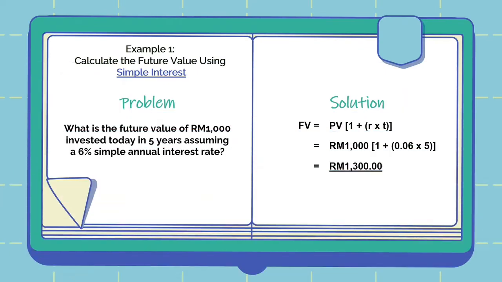Example 1. Calculate the future value using simple interest. What is the future value of RM1000 invested today in 5 years, assuming a 6% simple annual interest rate? For the solution, the future value will be calculated using the simple interest rate. FV is equal to 1000 times 1 plus 0.06 multiplied by 5. The answer is 1300. Hence, with a simple interest rate, your RM1000 investment has a future value of RM1300.